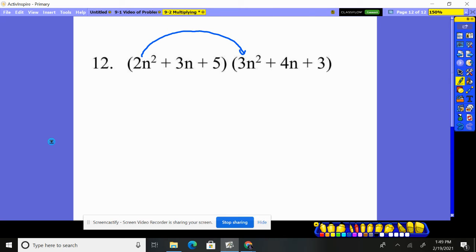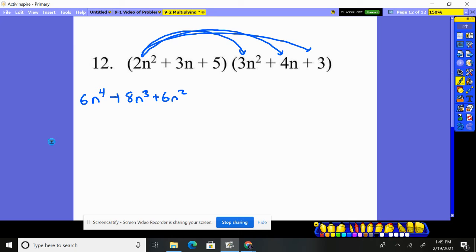2n squared times 3n squared, that's 6n to the 4th, because n squared times n squared, that's n fourth. 2n squared times the 4n. 2 times 4 is 8. N squared times an n cubed. 2n squared times 3, that's going to be 6n squared.